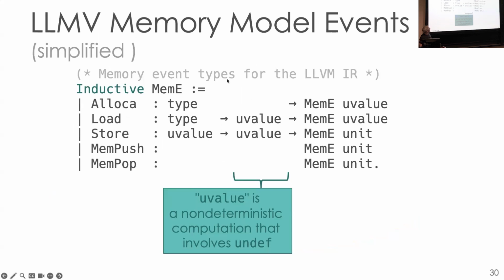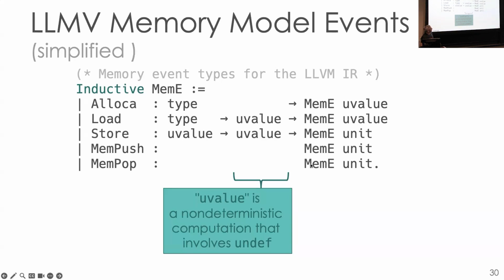As an example, we saw a very primitive type of memory events for IMP. But for LLVM, we have alloca, load, and here these types are LLVM types. So we have load, store, you can push a stack frame, you can pop a stack frame, and so on. Here, these U values are our internal terminology for the symbolic values that might involve undef. Because as we saw, if you have undef or 1, you have to treat that as a set of values. That's what this U value thing is.